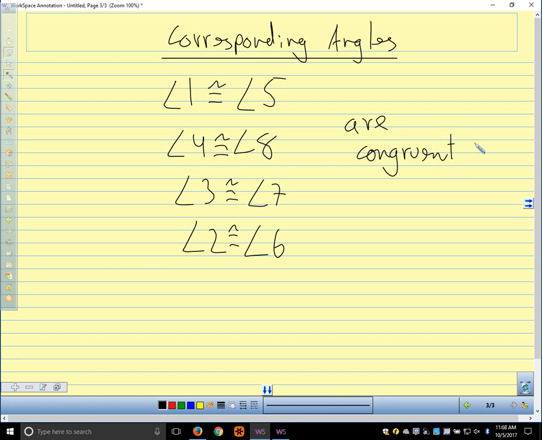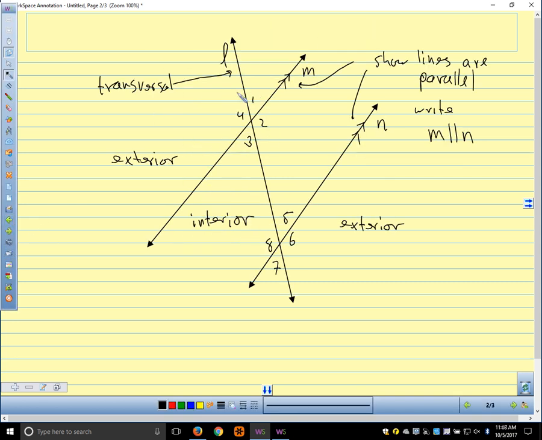So those 4 pairs of angles, when we have parallel lines and transversals, are congruent. The way I think about corresponding angles, in terms of how they're positioned, is that they're in the same place. Angle 1 is to the right of the transversal and above the parallel line. Angle 5 is to the right of the transversal and above this parallel line. They're in the same place.